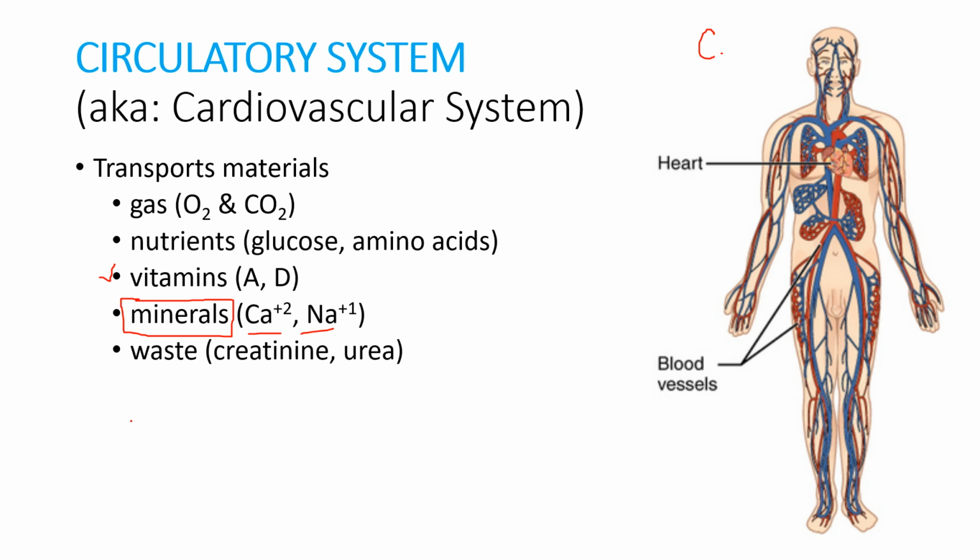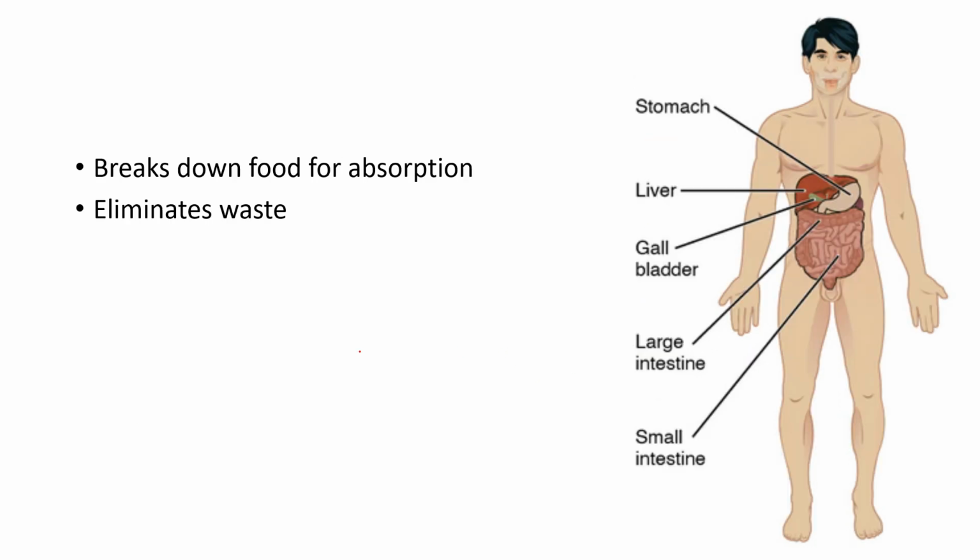And then waste. To get the waste outside of the body, it will deliver it to, for instance, the liver or the kidneys to get it out of the body. And then the organs involved are the heart and blood vessels. Blood vessels are going to be represented by red and blue.